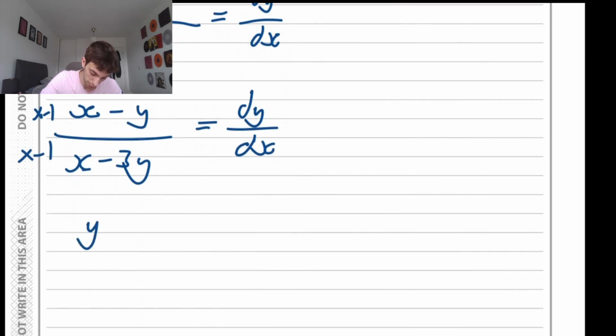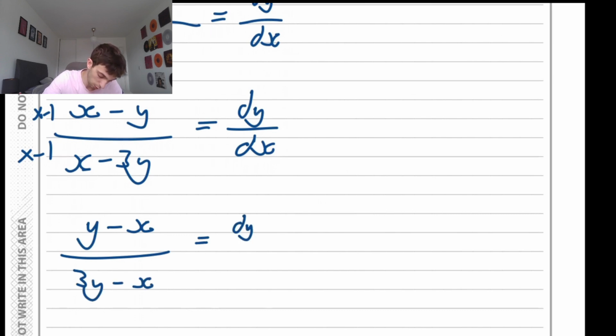Multiplying the top and the bottom by minus 1 gets us exactly what we need. We have (y minus x) over (3y minus x) to be equal to dy/dx as required. And that is part A.